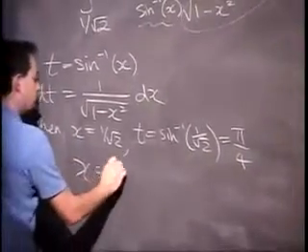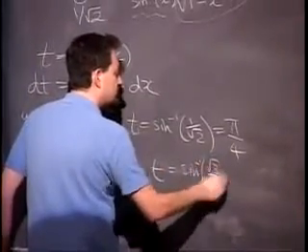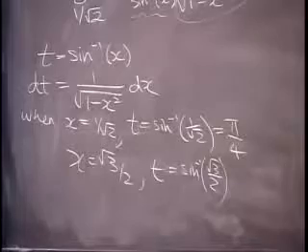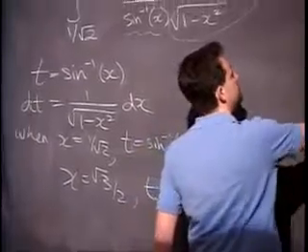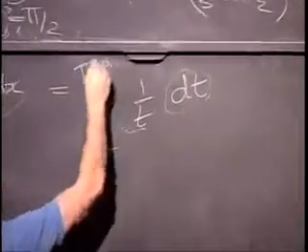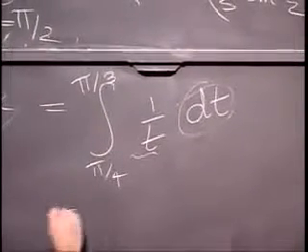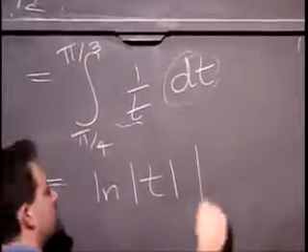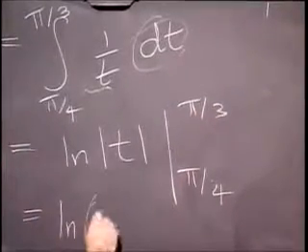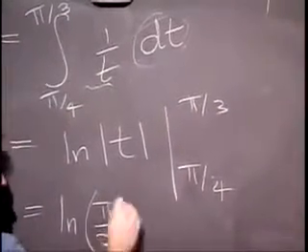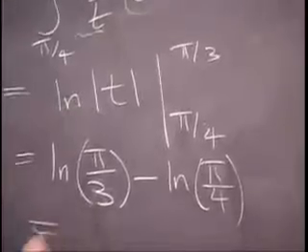When x equals root 3 over 2, t is inverse sine root 3 over 2. What number has a sine of root 3 over 2? Pi over 3. So in t land, this integral actually goes from pi over 4 up to pi over 3. Completely different from the original bounds. And if you do this, you get log absolute value of t in between pi over 4 and pi over 3, which is log, everything's positive now, so log pi over 3 minus log pi over 4. And actually, it turns out that that's log 4 over 3.